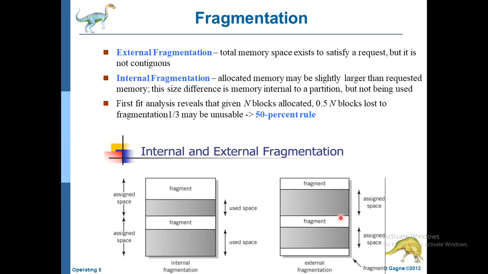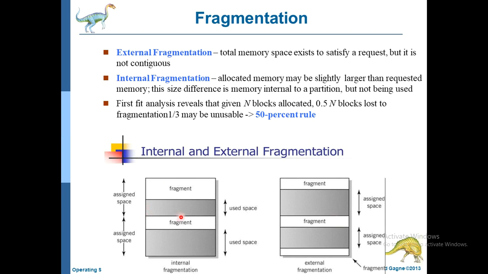In a similar way, external fragmentation means this much space will be allocated for process 1 and this much space will be allocated for process 2. In between these two spaces we have this much space available, but it cannot be used by other processes. It is not big enough to fit those processes. It is called external fragmentation, right?